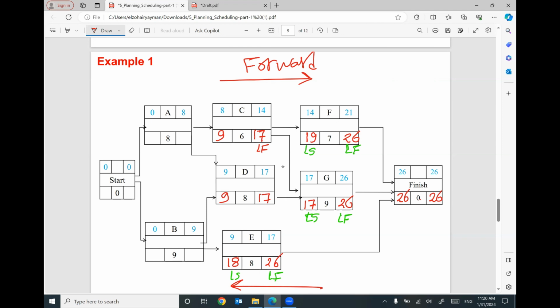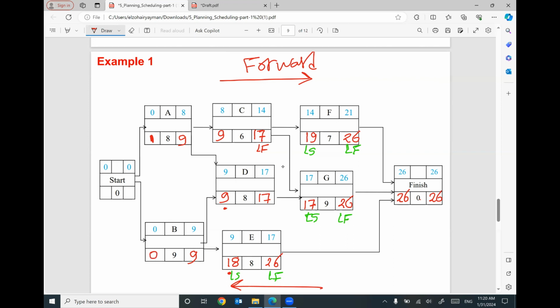So let's talk about activity A. We have two arrows coming back, one with 9 and one with another 9. So I can use 9. That's fine. 9 minus 8 will be 1. For activity B, we have two arrows coming back. This number is 9. This number is 18. Which one will be used to be the late finish of activity B? I'm going to use the smallest number, 9. 9 minus duration 9 will be 0.